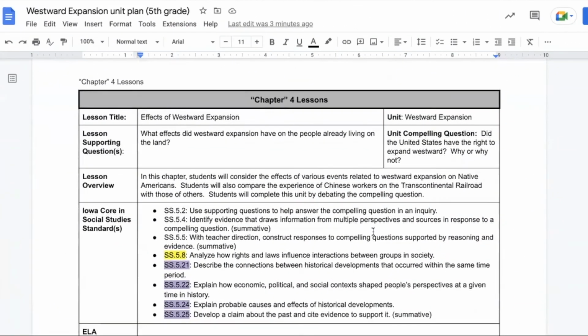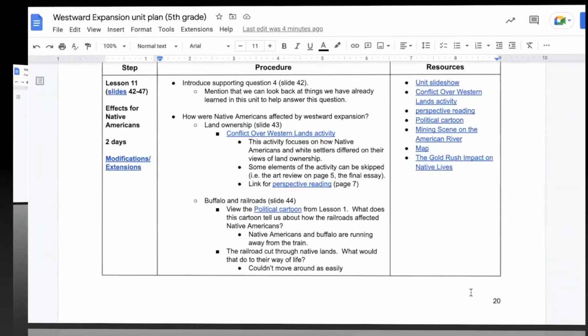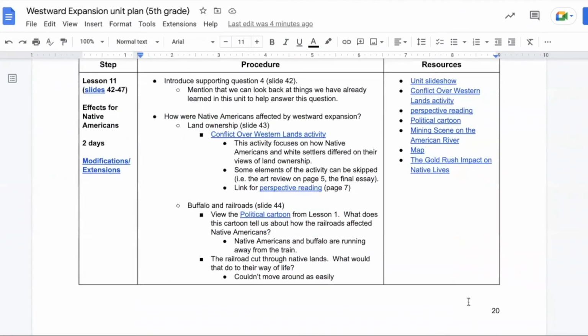In the last chapter of this unit, chapter 4, we focus on the effects of westward expansion. So we're looking at supporting question 4, what effects did westward expansion have on the people already living on the land? So we're going to learn about the various events related to westward expansion on Native American lands and what happened to the people. Then we're going to also compare the experience of Chinese workers on the Transcontinental Railroad with those of others. So lesson 11 is all about the effects for Native Americans.